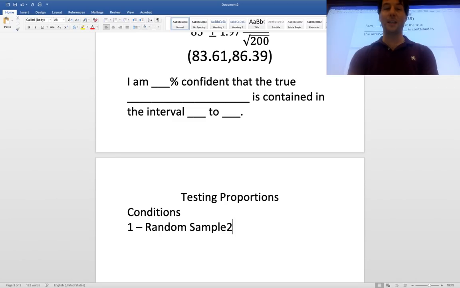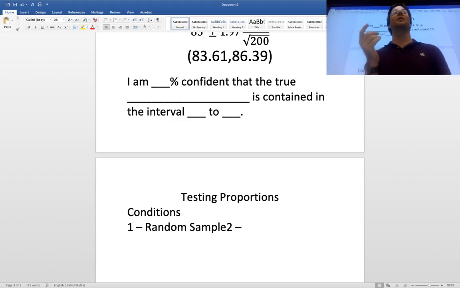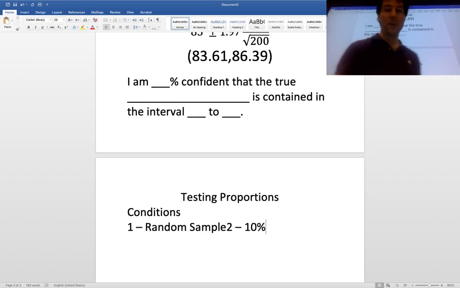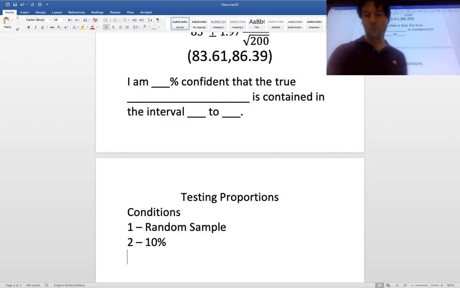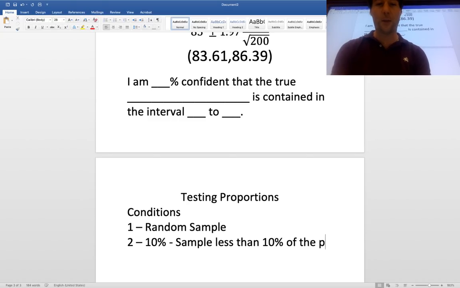So the second condition, and this is only for this test for these chapters, the second condition is the what condition? 10% condition. This one's a weird one. We can talk about it a little bit here. We might not talk about it every single time. But the 10% condition states that we must do what? Exactly. So the 10% condition, and so sample less than 10% of the population.